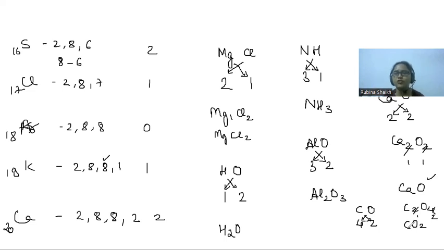So we have done 2 concepts today. One is valency and the other one is the criss-cross method. Valency we have not seen much, but the criss-cross method we have seen. So this is the way we write the formula.